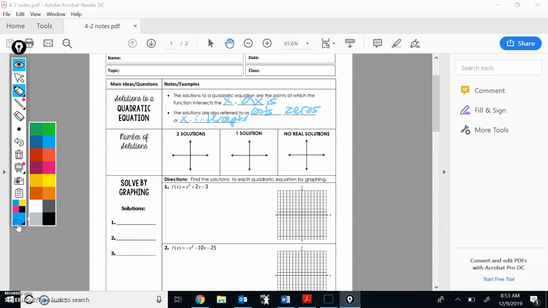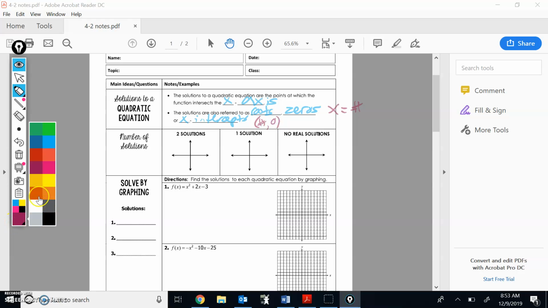Make sure when you write your final answer, for roots and zeros, write your final answer as x equals whatever the number is. For x-intercepts, or whenever I say intercepts, that's an ordered pair. So I want you to write it as the number, comma, 0.